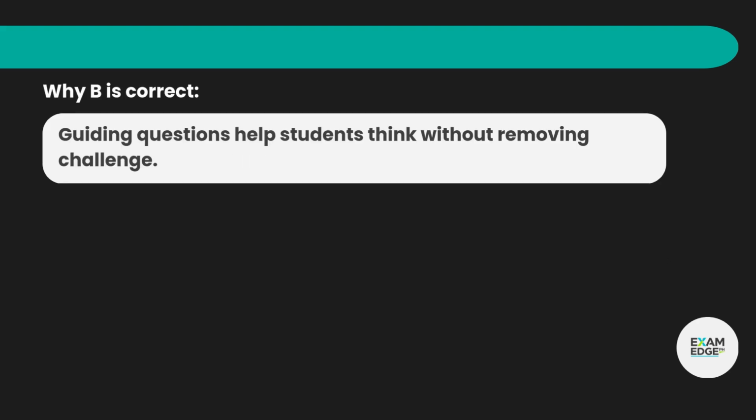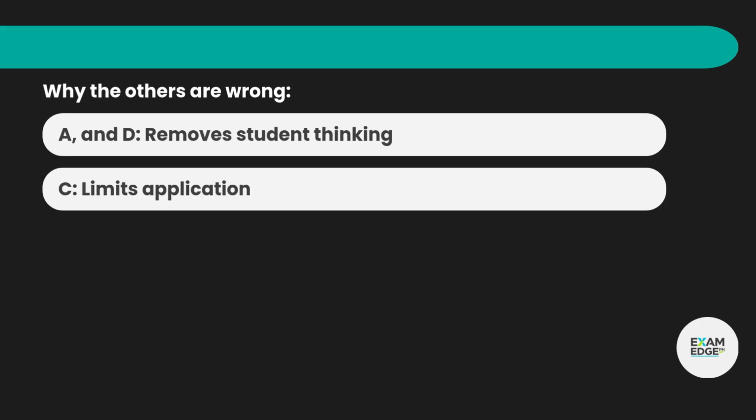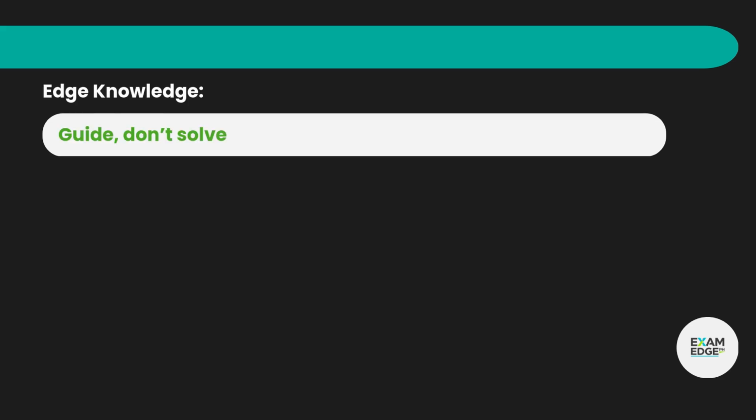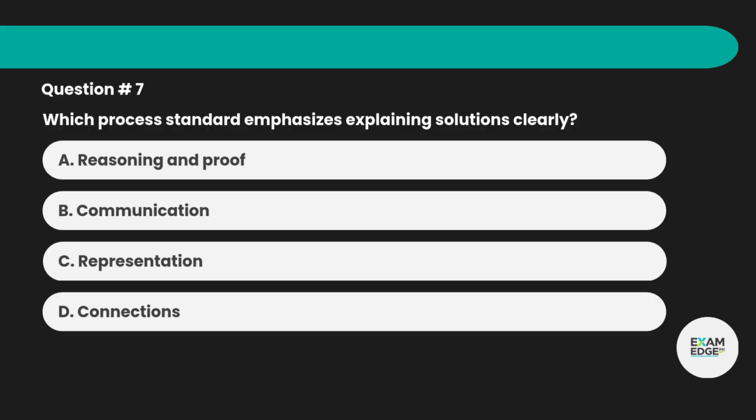Why B is correct? Guiding questions help students think without removing challenge. Why the others are wrong? A and D remove student thinking. C. Limits application. Edge knowledge: guide, don't solve.